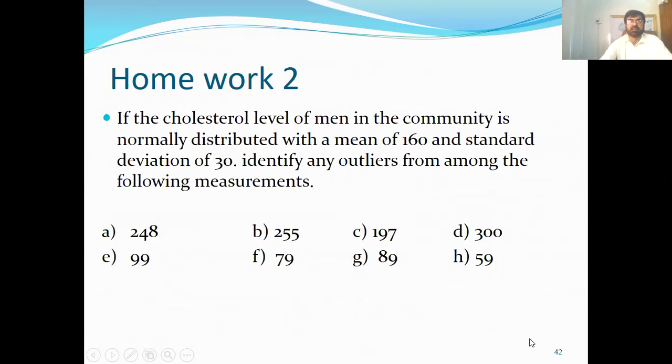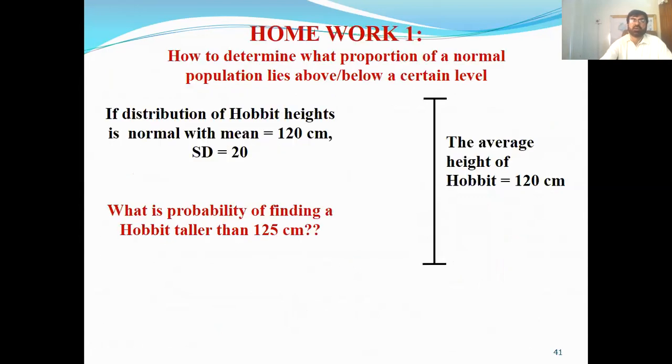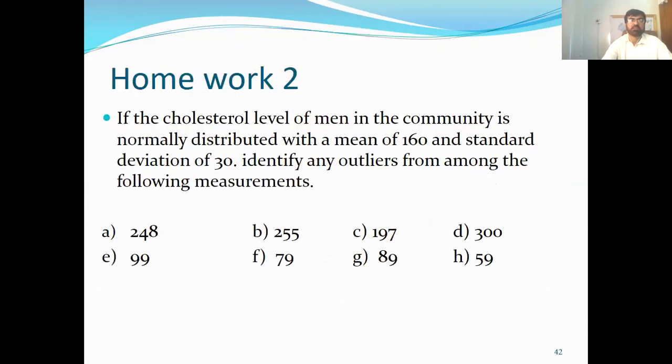And these are the homeworks. You have to do them by yourselves. The probability of finding a hobbit taller than 125: the same concept applies. You have to apply the z-score, and then calculate the z-score for 125.